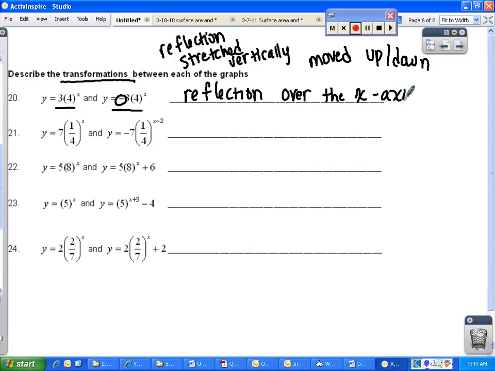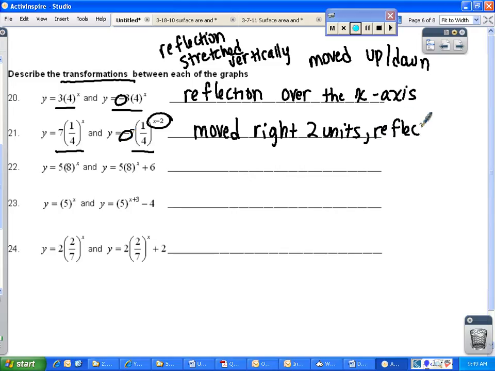You would be able to see that if you put both of them in. From here to here, the only thing that changes is you have an x minus 2. And since that is in the exponent, this moves the equation right 2 units. Also this one has a negative on the 7, so this is also reflected over the x-axis, same as in the first one. From here to here you have a plus 6, so that moves it 6 units up.